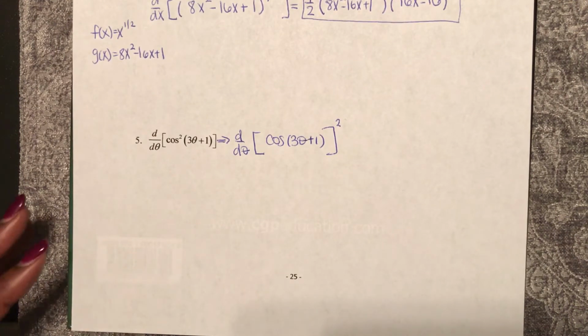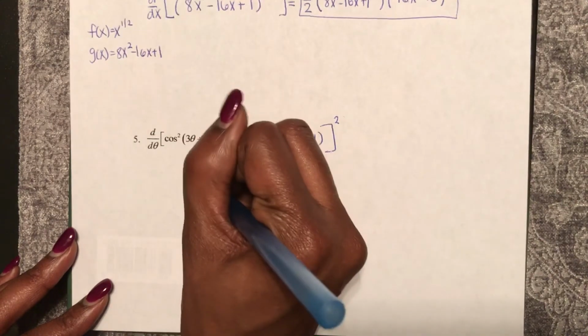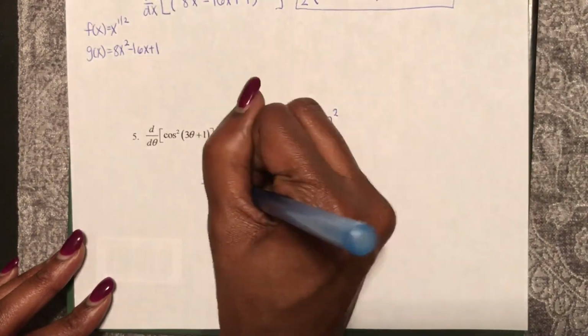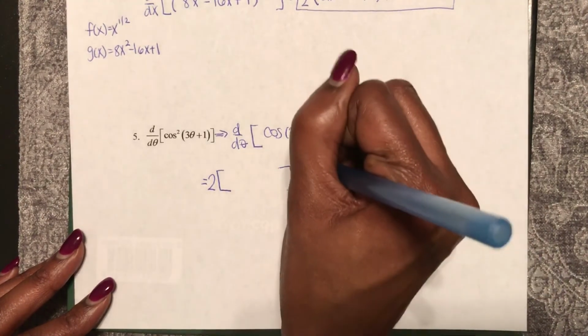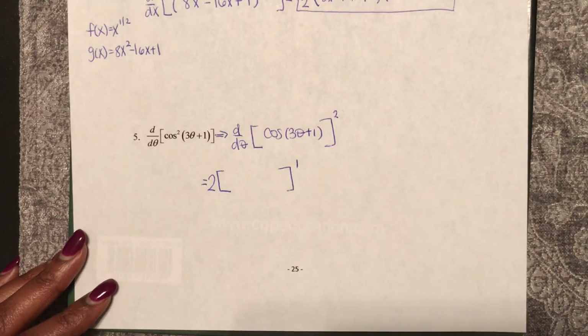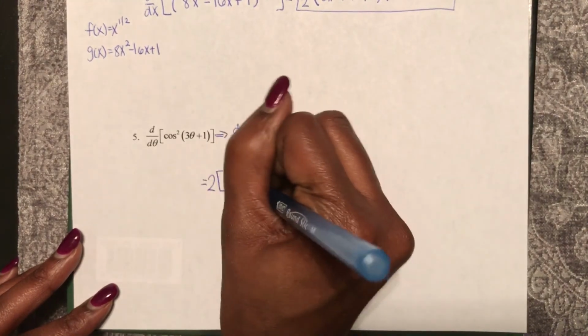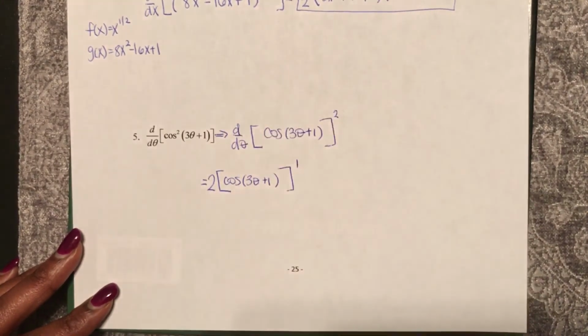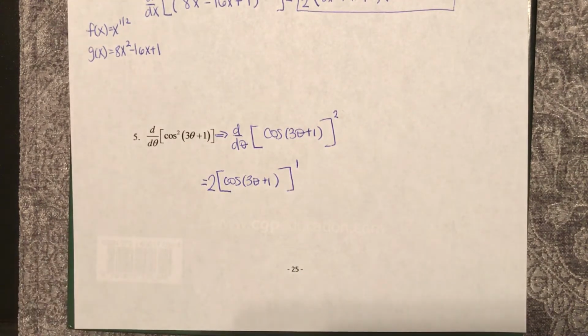So in this case, my outer function is squared. My derivative of a square would be 2 times whatever is inside of that function to the first power. Well, what's inside of that? Cosine of 3 theta plus 1. So now I need to chain on the end the derivative of what's inside here.